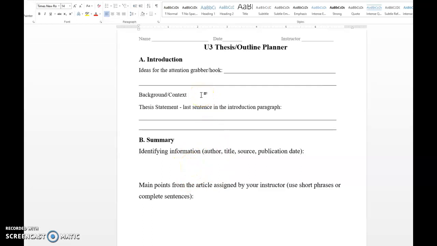So this background context can just be like one or two sentences explanation kind of about the topic. If you want to refer to the author, you can. You don't necessarily have to. But I'm going to say that I am referring to a particular article. In the background context, I'm going to want to at least mention it.